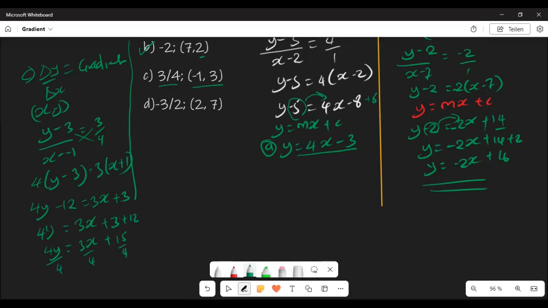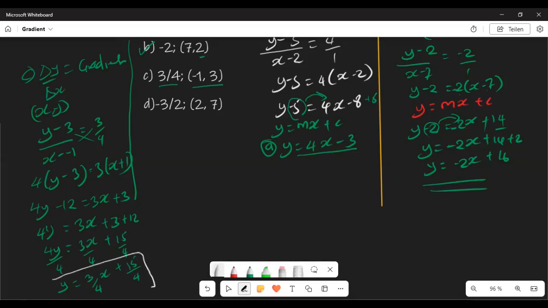Everything by 4. So our final equation of the line is going to look like this: y equals 3 over 4x plus 15 over 4. Yeah, so basically that's going to be our equation here, if we leave it in the equation of y. And then let's do the last one. The last one here is the same. We're going to say D. So C we are done with.